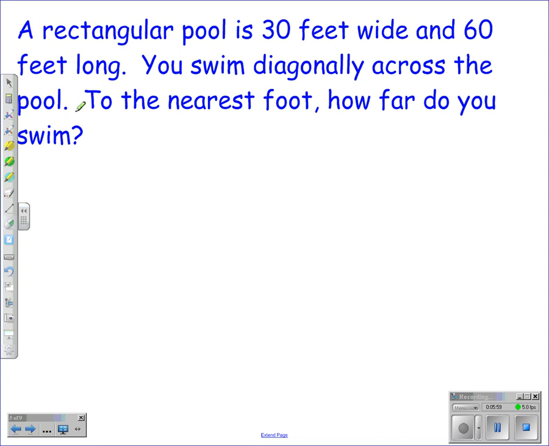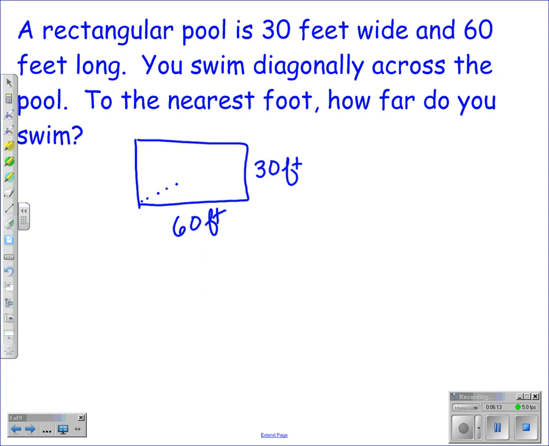We have a rectangular pool. It's 30 feet wide and 60 feet long. So again, draw yourself a picture. It's 30 feet wide and it's 60 feet long. And they want to know if you swim diagonally across the pool, to the nearest foot, how far do you swim? So we're really trying to find the hypotenuse of our triangle.